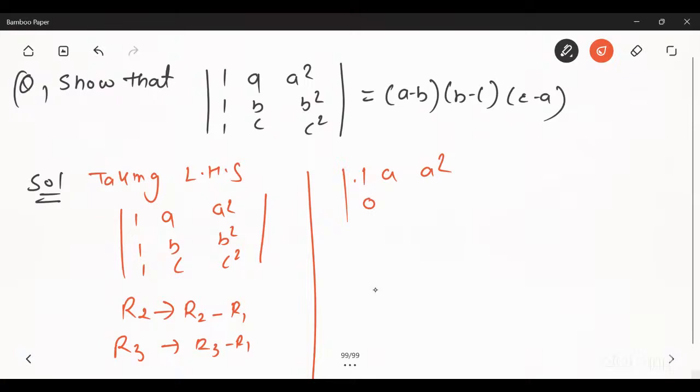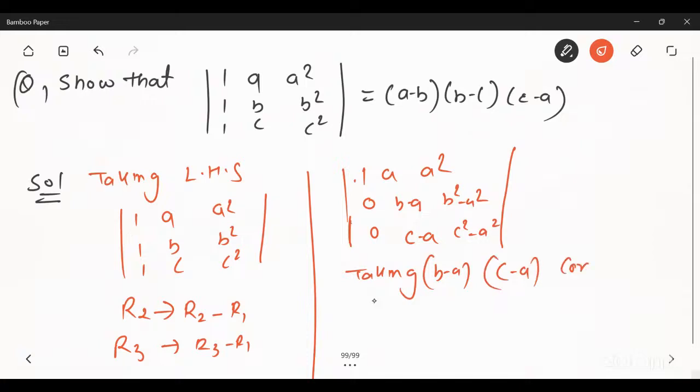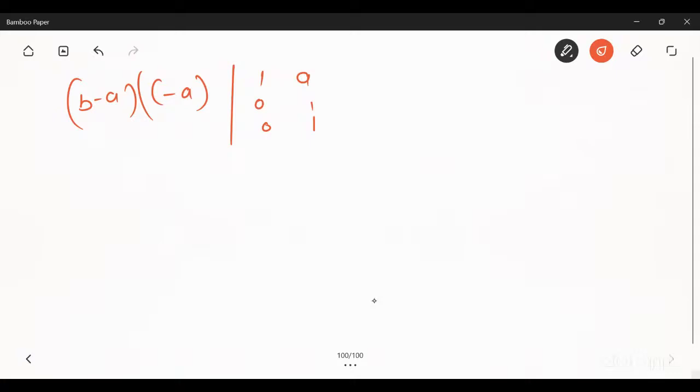Taking minus a, c minus a common from R2 and R3. So you will get 1 0 0, a 1 1, a square, b plus a and c plus a.